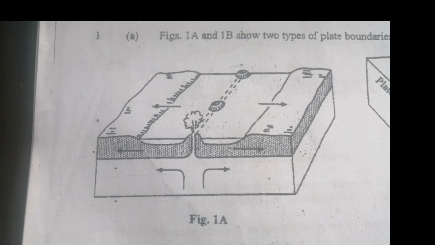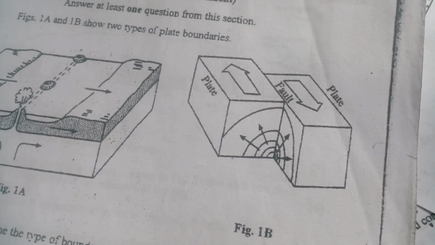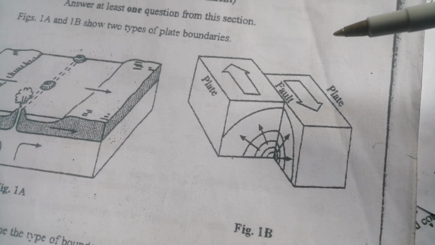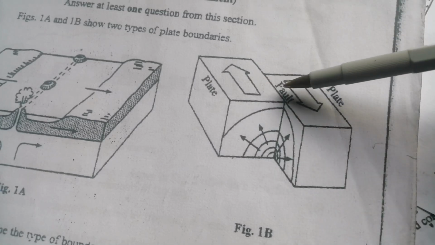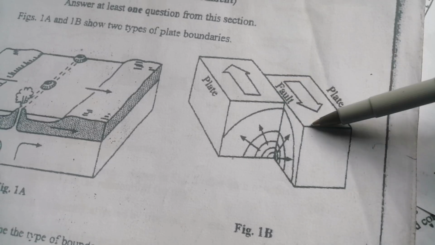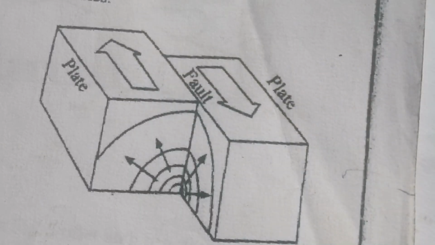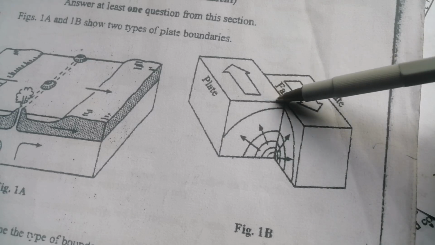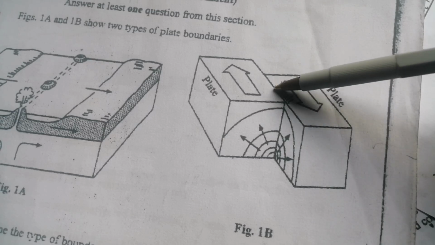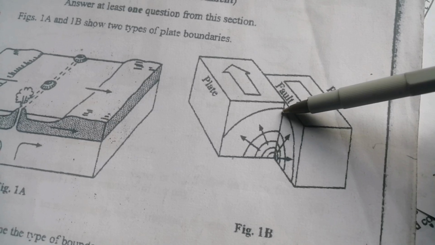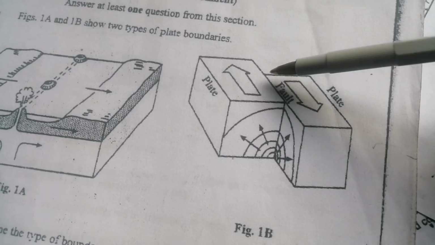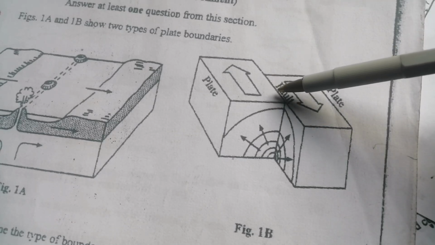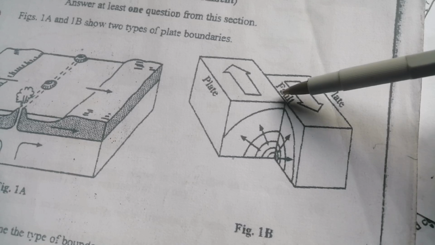Then let's go to B. Describing B, the first thing is plates slide past each other. As you can see, sliding past each other. This is going in this direction, and this is going in this direction. Then the other thing is friction between these moving plates builds up pressure because this is a layer of rocks and soils. There is no lubrication, there is no oil or grease which makes the movement smooth. So there is massive build up of pressure.